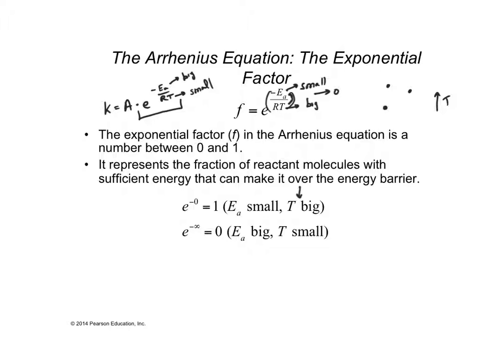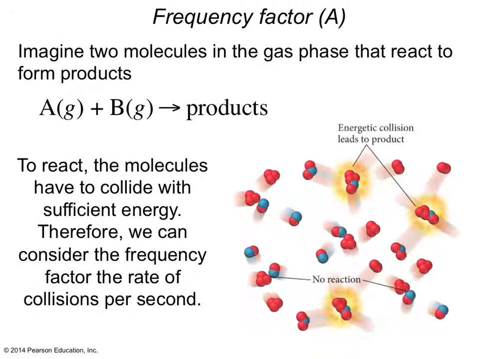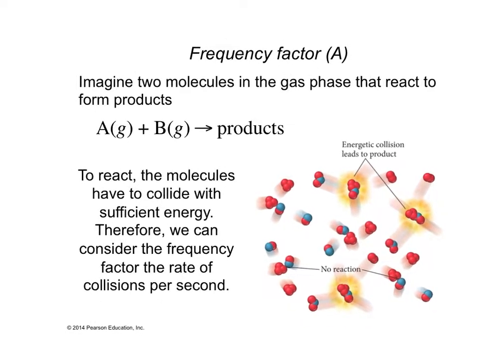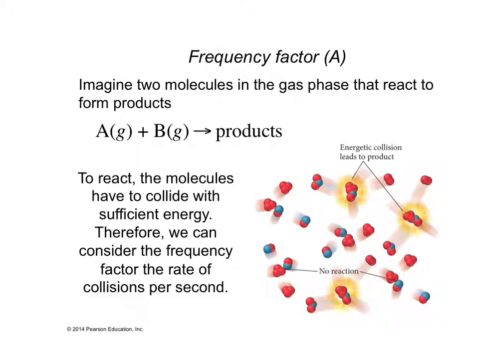Okay, so that's the exponential factor, right? It's telling you what fraction of molecules actually have sufficient energy to overcome this activation barrier, okay? What about the other thing, the frequency factor, A? So what we model the frequency factor as is essentially the number of times they try to overcome the activation barrier, right? So if we say we have some molecules and they're floating around, how do we kind of model their attempt at even trying to react?